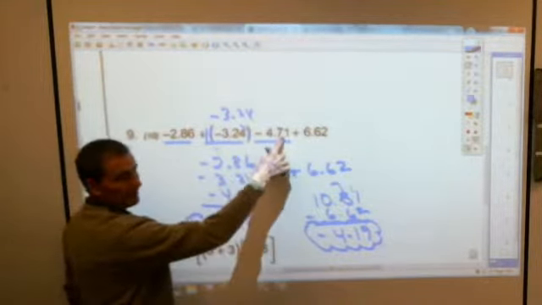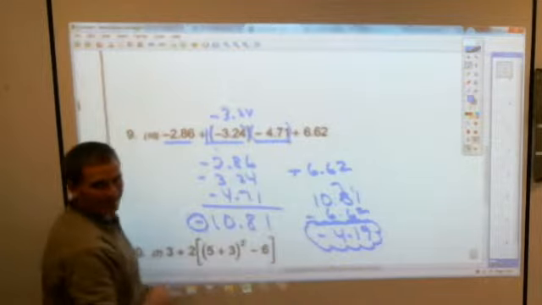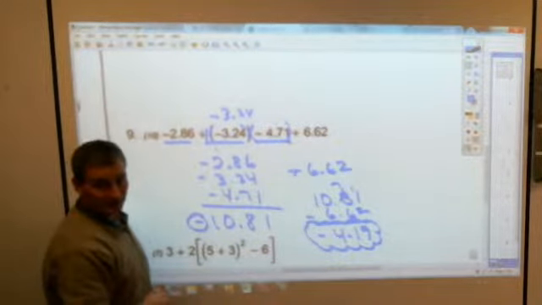The way you would multiply this times that, this would have to also be in parentheses like that. Otherwise, it's just adding and subtracting.